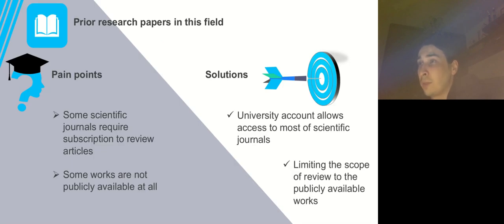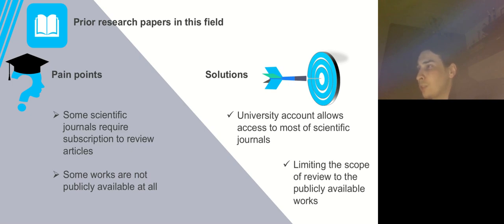So the pain points with the prior research papers: some scientific journals require a subscription, and that's the reality. The second problem is that some works are not publicly available at all. Some universities do not allow distribution or set a period after which works can be distributed, which makes it difficult to see the whole picture. You just see only those works that you can find.